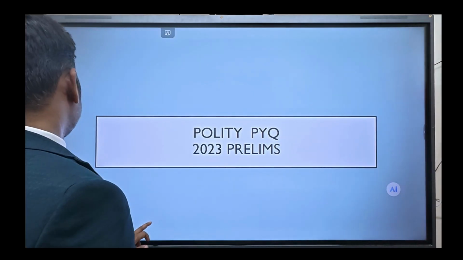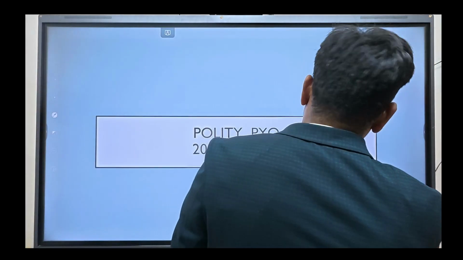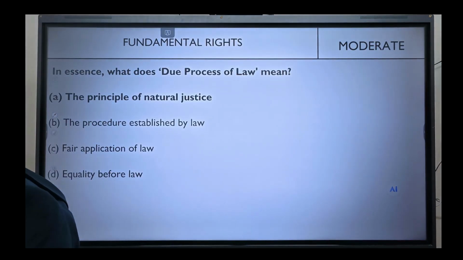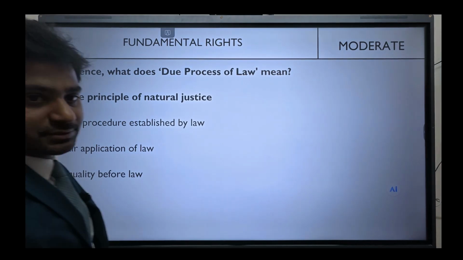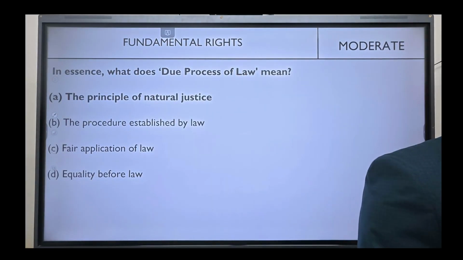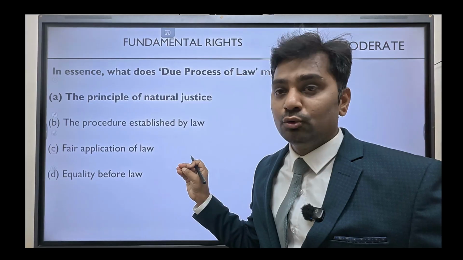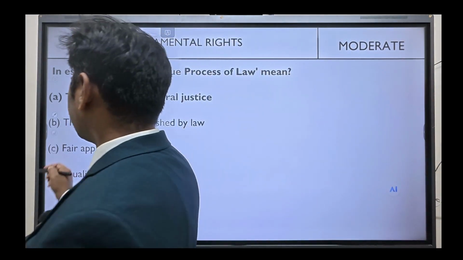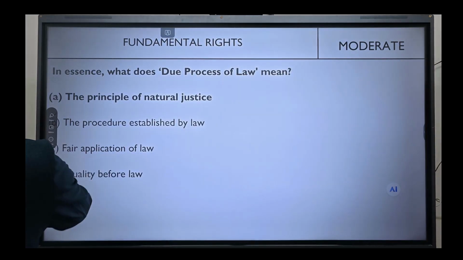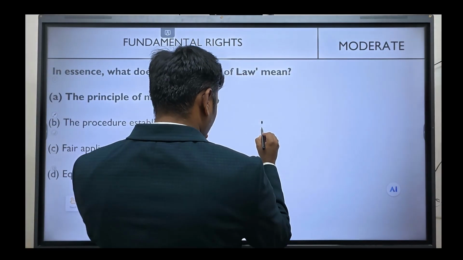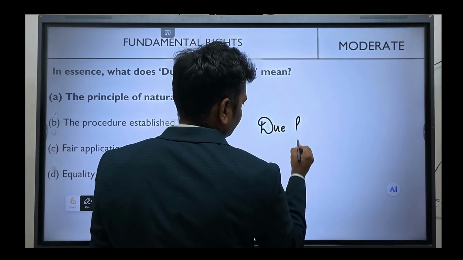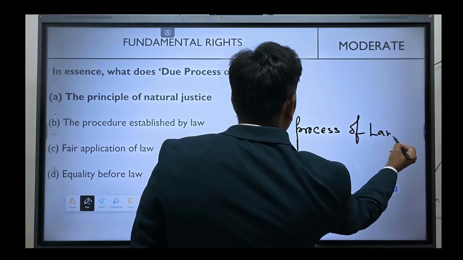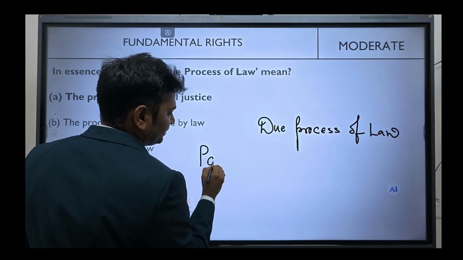If you look at it, the first question is on fundamental rights. In essence, what does due process of law mean? Now, from where this question was asked, that is the first thing that you have to understand. From where did they ask this question? Due process of law. And there is one more thing that is called procedure established by law.